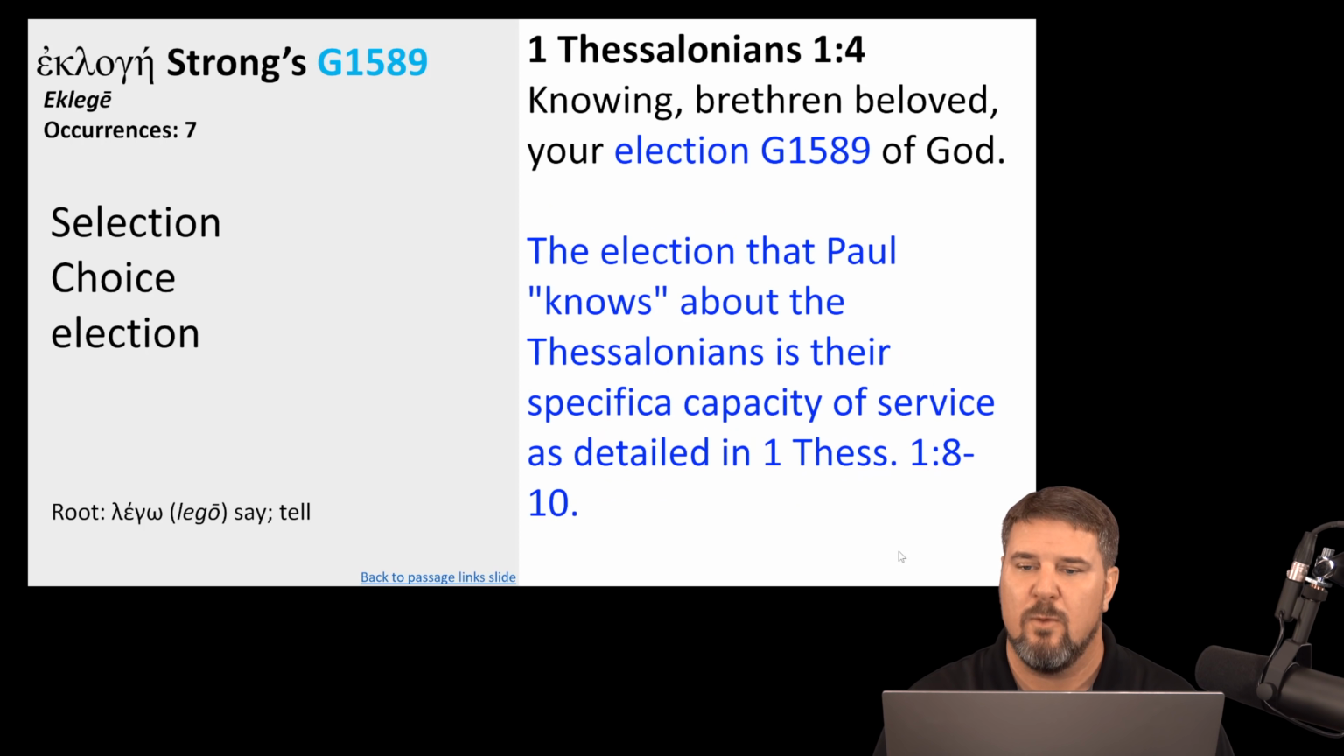1 Thessalonians 1:4, knowing, beloved brethren, your election of God. Now, that election that Paul knows about the Thessalonians is their specific capacity for service as detailed in 1 Thessalonians 1:8-10. The word of the Lord sounded out from them in all of Macedonia and Achaia. That's what they were elected to do. All the Christians in that area, not the individuals chosen before the foundation of the world to be saved, but that church in that area chosen to spread out the word from there in that area.